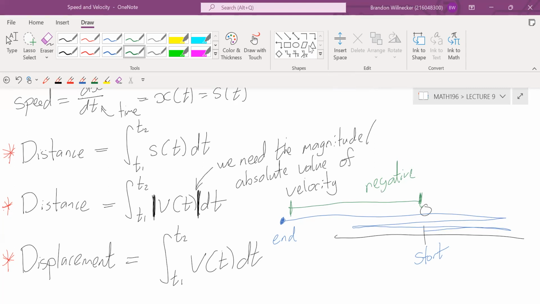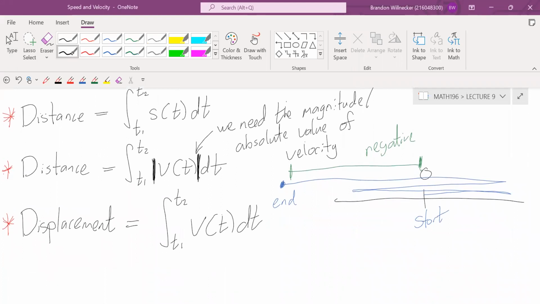So in this case, for displacement, we do care about the sign. So we need to integrate the velocity, but no absolute value. We have to keep the sign, because if we end up on the left-hand side of where we started, we need the displacement to be negative. So the sign is important here. Let's just make a little note here: the sign of velocity is important in this case.